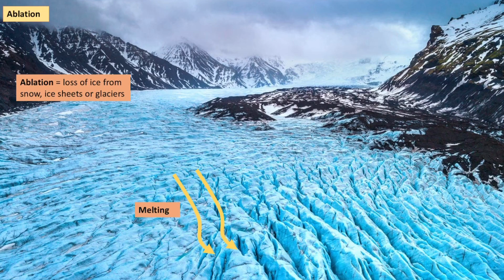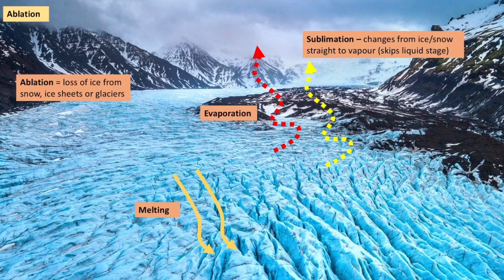So we're going to lose it through melting, so that's where the ice becomes a liquid form. We're going to get it through evaporation, and the last one is a slightly complex process, but it's called sublimation. It basically means rather than the ice going into a liquid form and then into vapor, it skips a stage. So it changes straight from ice or snow straight to vapor. So those are the ways in which water is lost through the processes of ablation, and those are the 3 different ways in which that occurs.